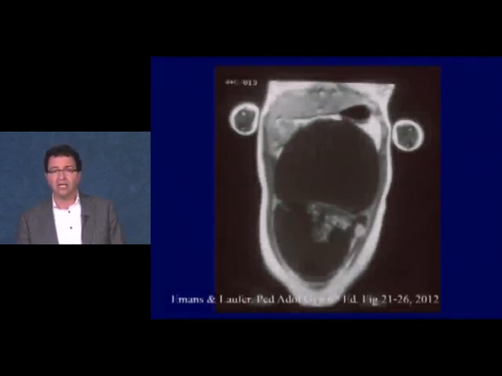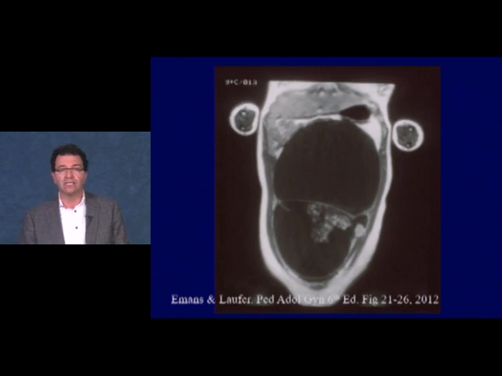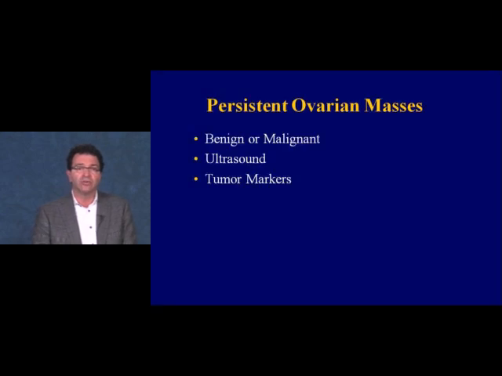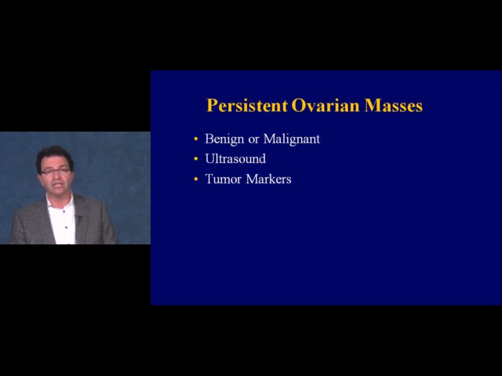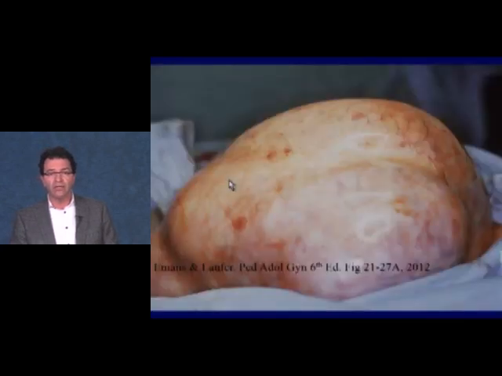In this case, you can see on an MRI that she has both liquid and solid material, so one would be highly concerned that this could be a malignancy. Now, the types of malignancies that adolescent women get and children get are typically germ cell tumors. So we want to go based on the benign or malignant question based on ultrasound and tumor markers. And here you can see the large mass that was removed.